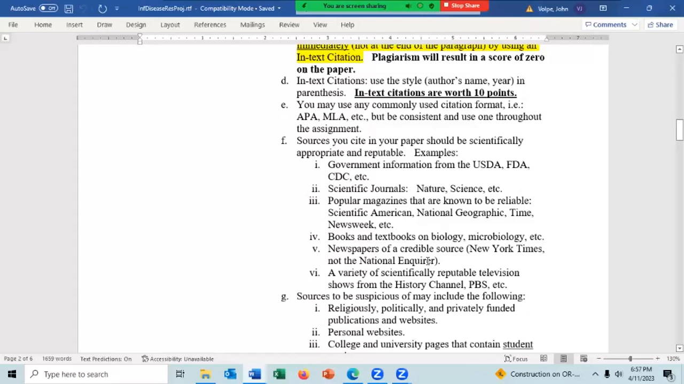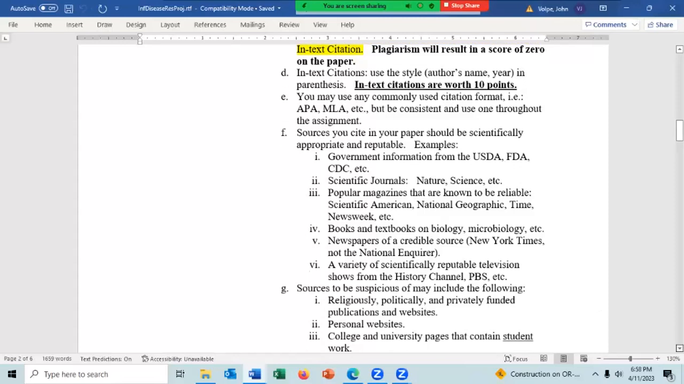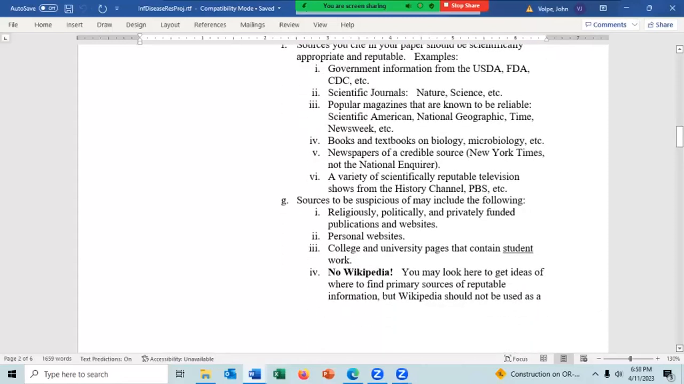You may also use a variety of scientifically reputable television shows or channels like the History Channel, PBS, but be very suspicious of any religious site, political site, or privately funded site because they will have an agenda and they may not be correct, meaning their facts may not be correct.